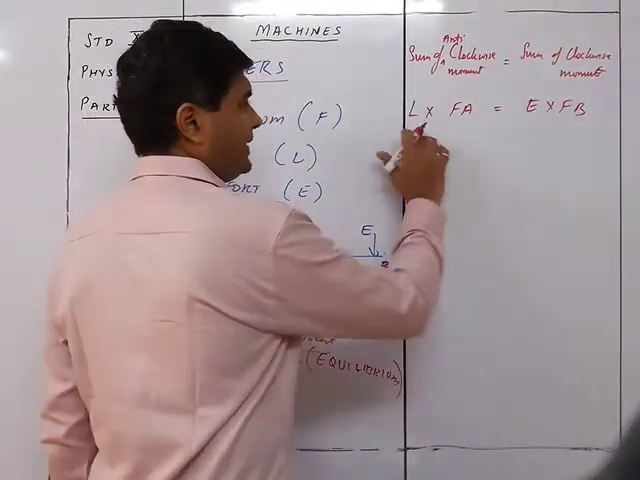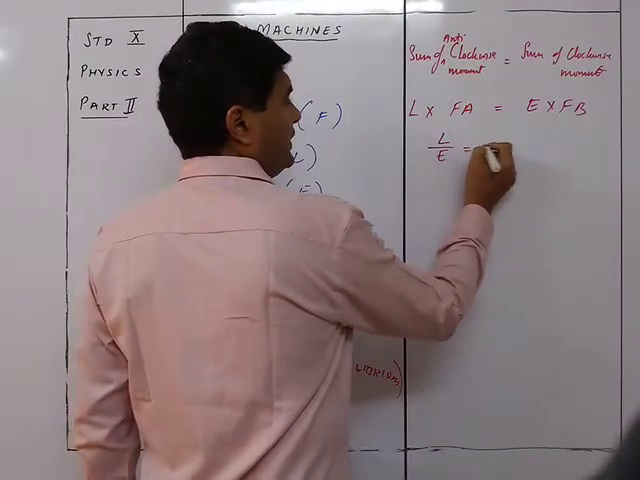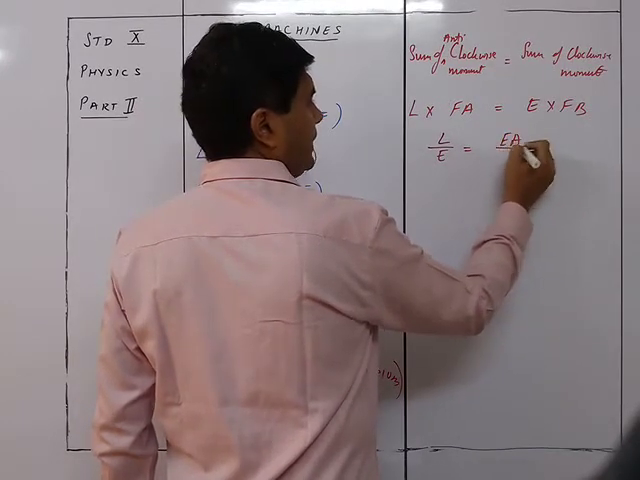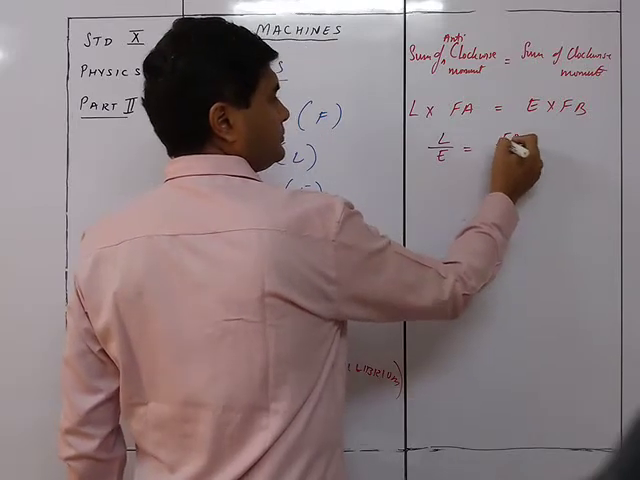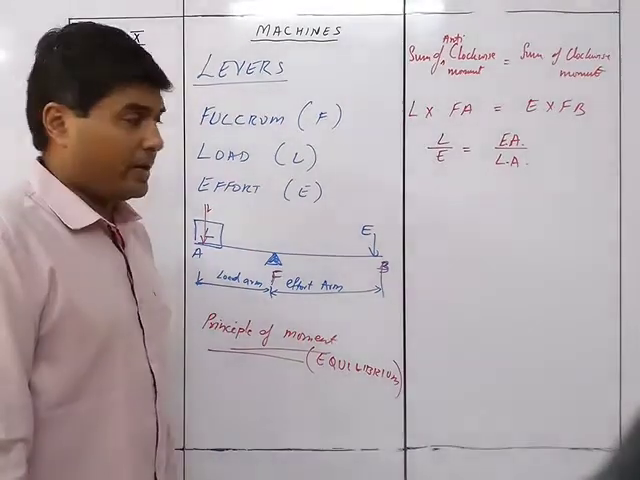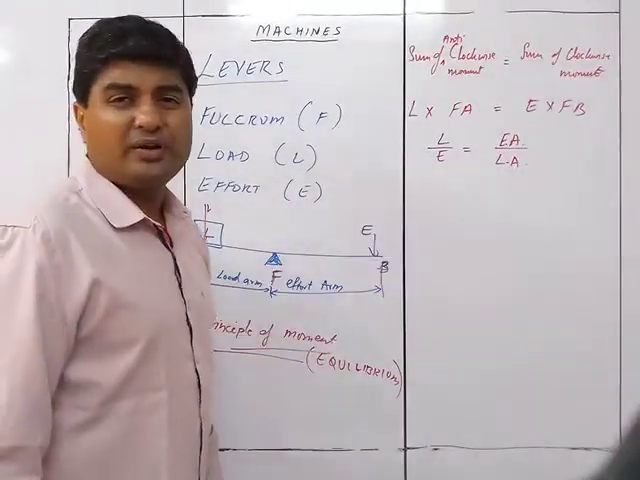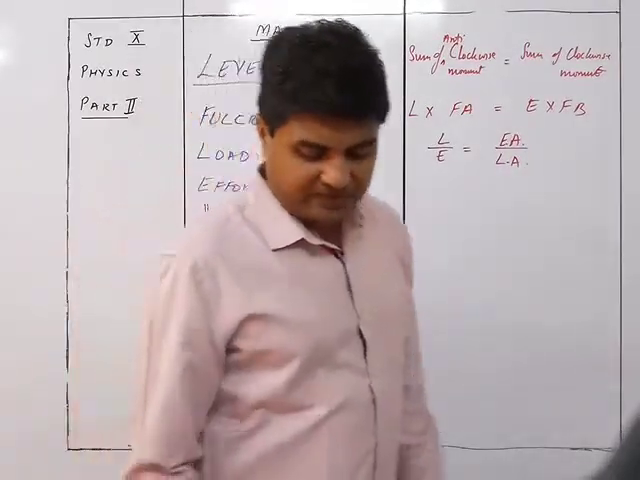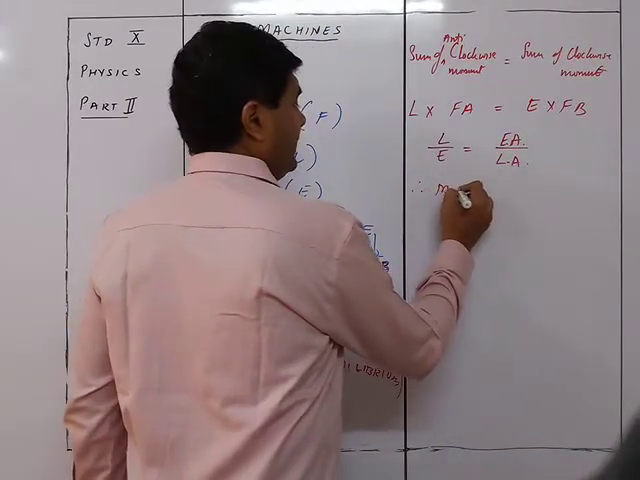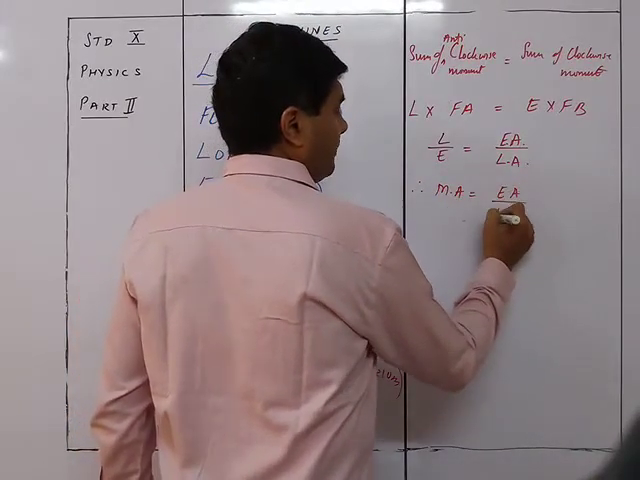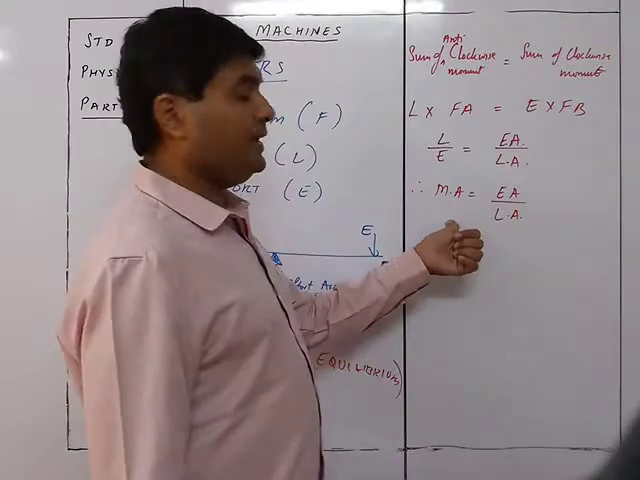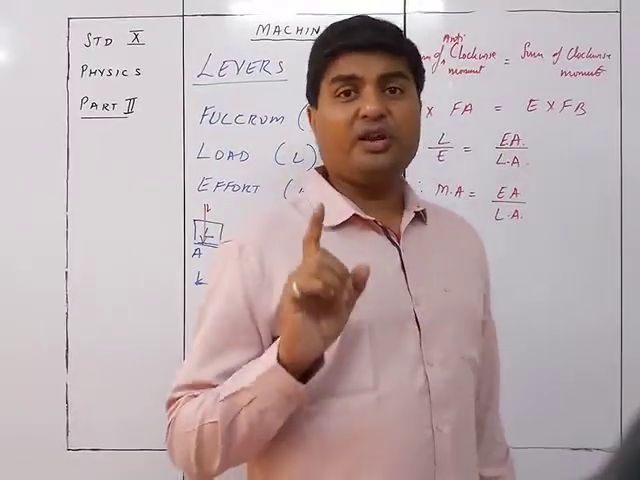So accordingly we have load upon effort is equal to FB, that is the effort arm, upon the load arm. Got it? Effort arm upon load arm. So what is load upon effort? Mechanical advantage. Therefore, MA is equal to effort arm upon load arm. Effort arm upon load arm is the mechanical advantage of a lever.